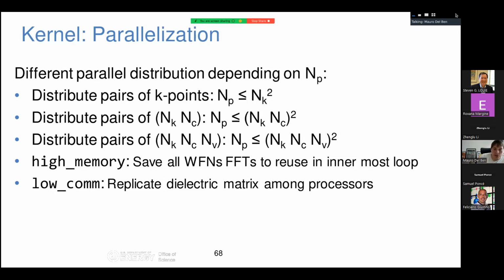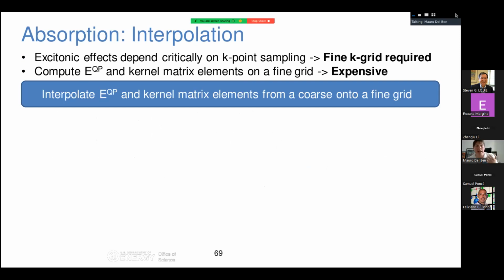We also have different schemes for handling the memory and the communication. High memory allows you to save the FFT, so it makes the evaluation of the first step I was showing you before in this slide much faster. And then the low communication option also requires a larger amount of memory, which allows keeping a replicated copy of the dielectric function on each of the MPI ranks, in order to avoid multiple MPI communications over nodes in the evaluation of each matrix element. All right. So again, this was the kernel.